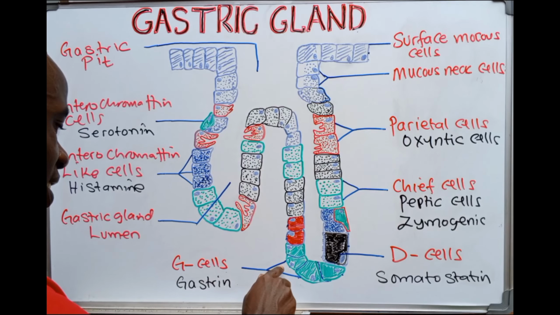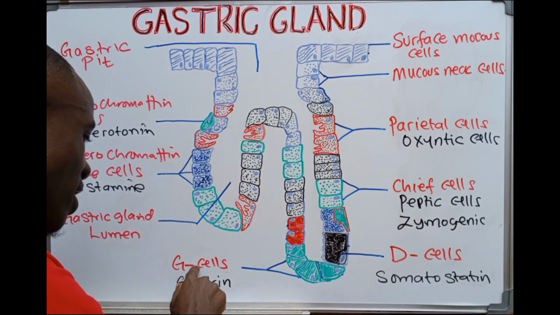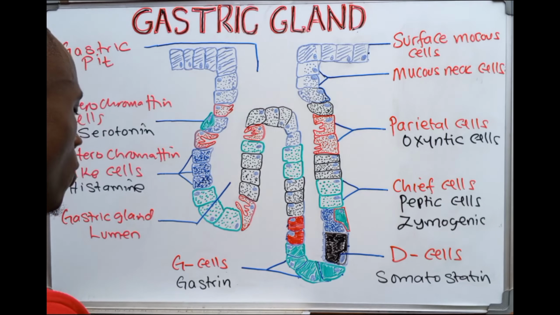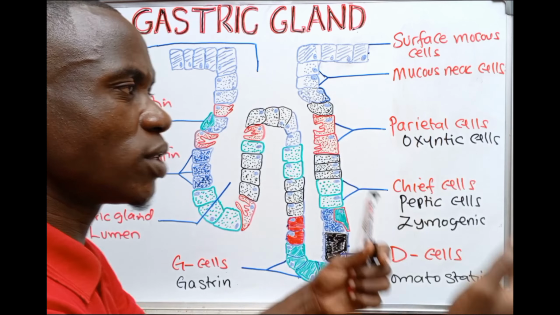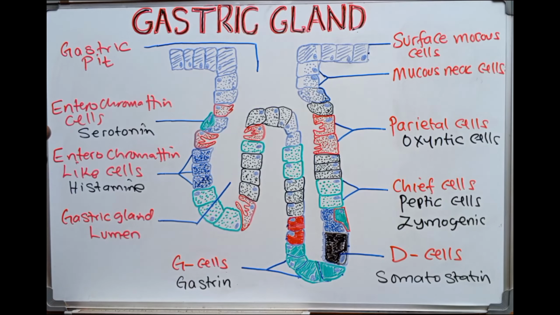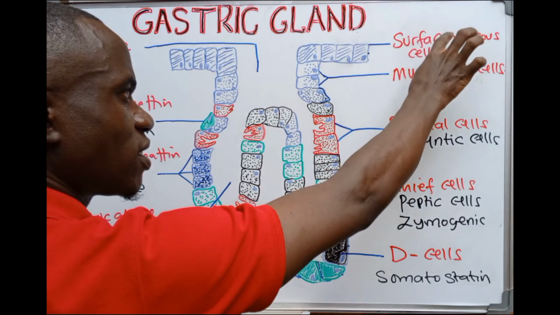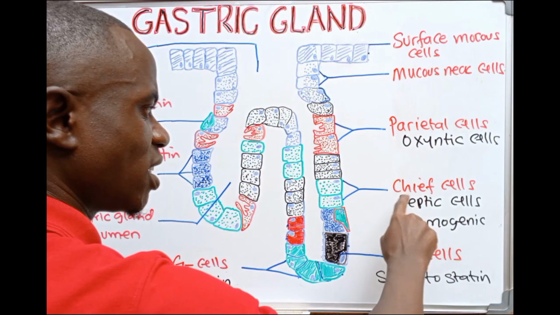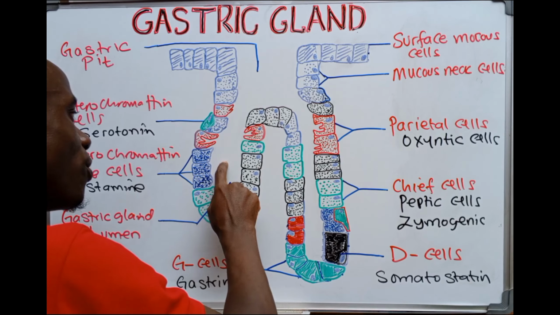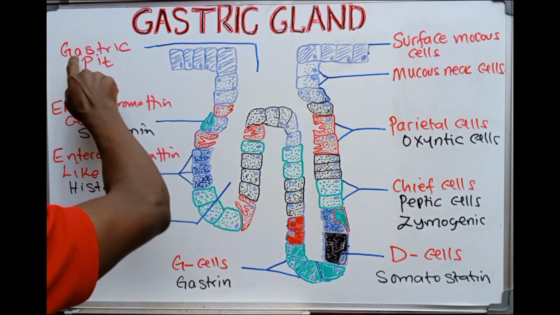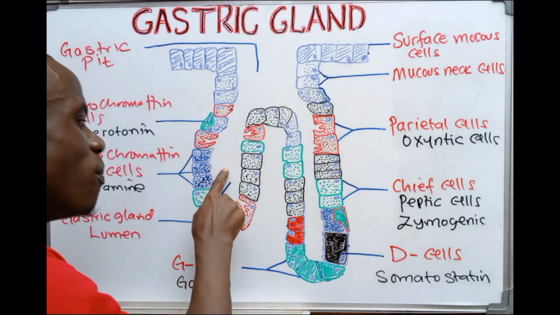We also have these cells that reside mainly in the pyloric antrum. These are the G cells, which produce a molecule called gastrin that flows into the blood and then stimulates the parietal cells and chief cells to produce their secretions. This is one of the most important stimulators of gastric secretion. And then the secretions from the surface mucus cells, mucous neck cells, parietal cells, and chief cells flow into the gastric gland lumen. From there, they move into the space which we call the gastric pit, and then into the gastric lumen. So this one is the lumen of the gland.